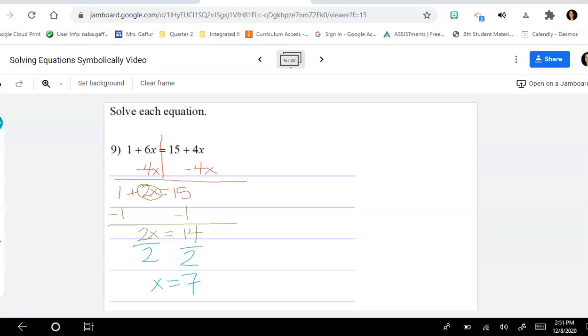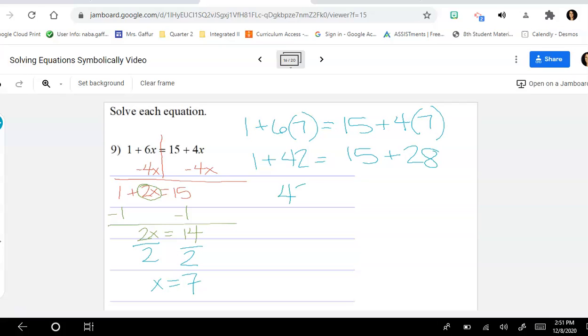And now I'm going to check it. 1 plus 6 times 7 equals 15 plus 4 times 7. 1 plus 42 equals 15 plus 28. 1 plus 42 is 43, equals 15 plus 28 is 43, check. So my answer is x equals 7. On page 50 in your notes, please write down the equation, the steps, as well as the check. Pause the video to get all that written down.